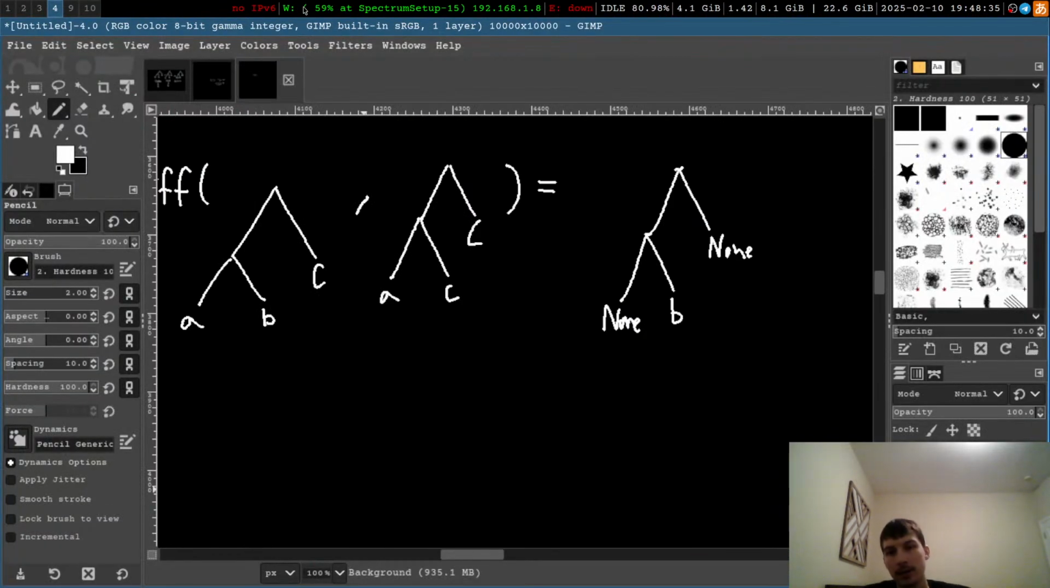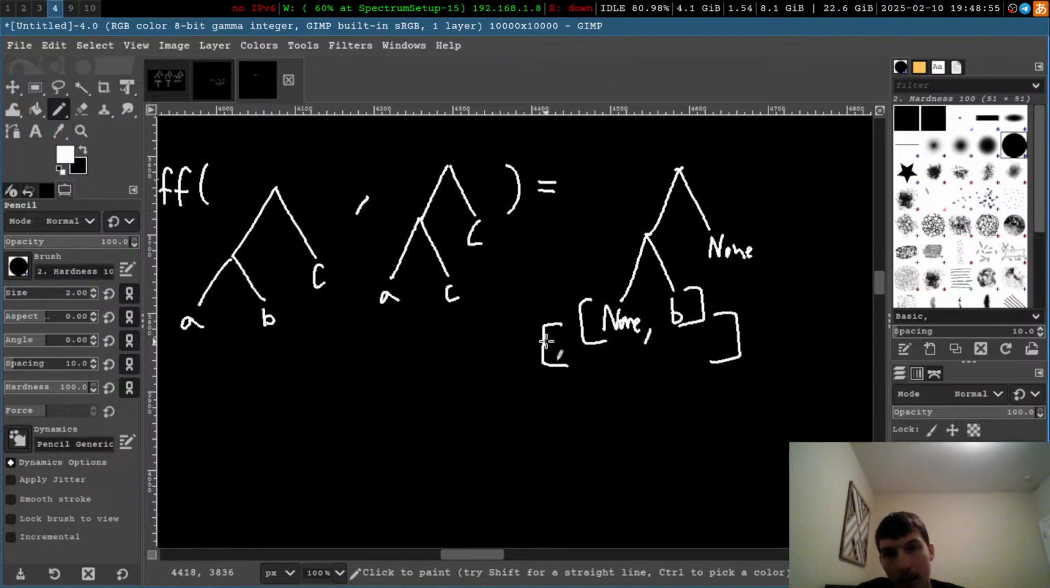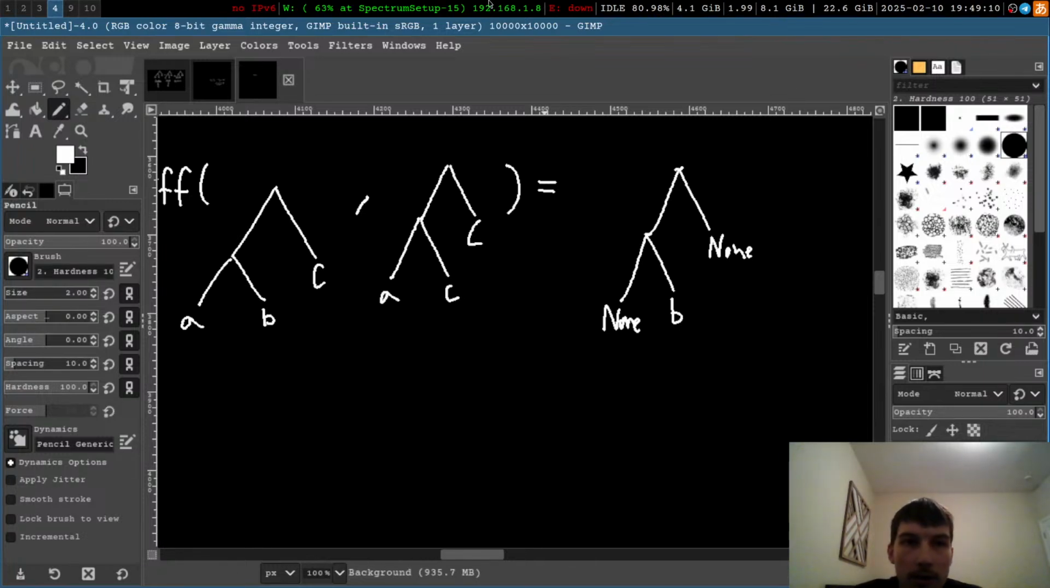Real quick, to say that this is none is to say that it doesn't exist. So this is none B, that's exactly what we got. But it's not just none B, it's none B, right? Because this exists within a tree, and this is also a tree. So it's actually not a tree, it's like a level of the tree. But I think you understand the point.